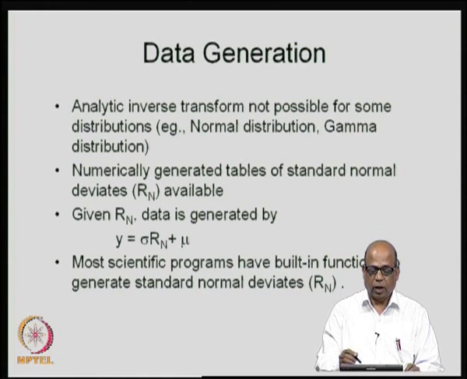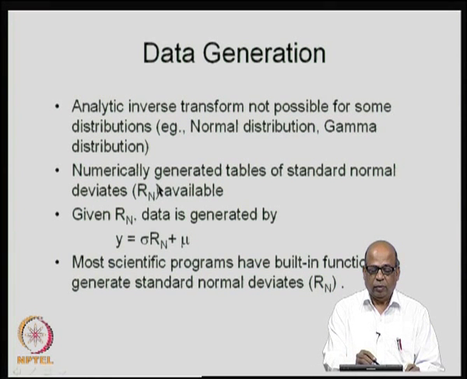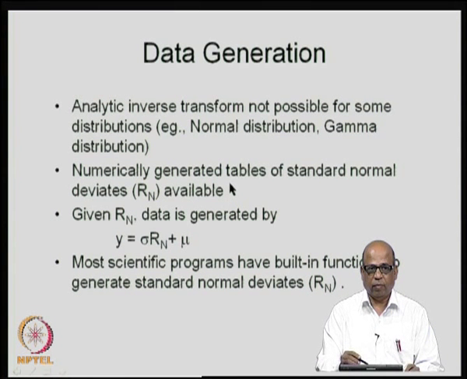They are called standard normal deviates, and we denote them as Rn. Ru we indicated as uniformly distributed random numbers in the interval 0 to 1, and Rn are standard normal deviates which follow a normal distribution with 0 mean and unit variance. These tables are available, and also many scientific programs have functions that you can call in your programs to generate Rn directly.